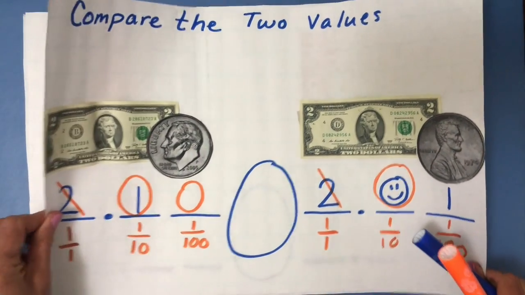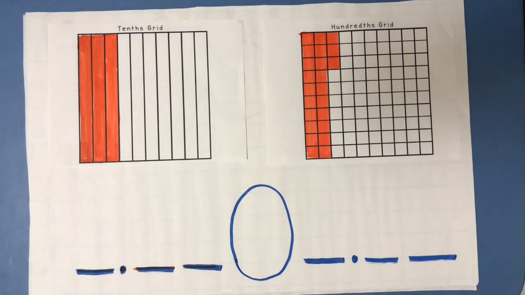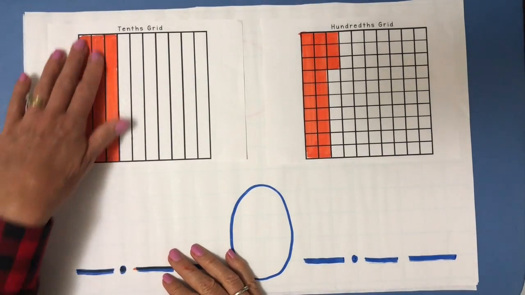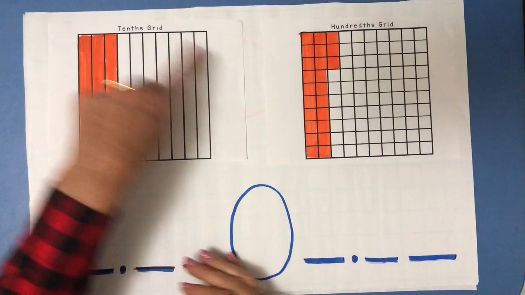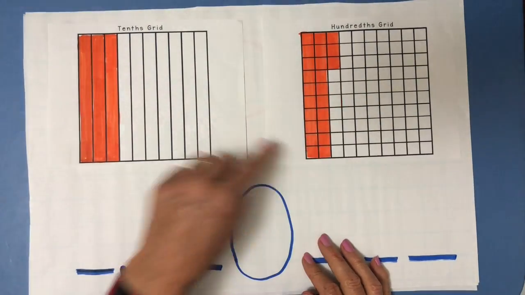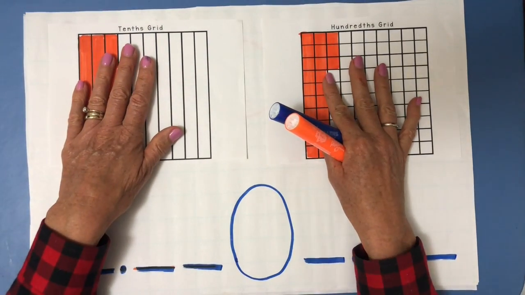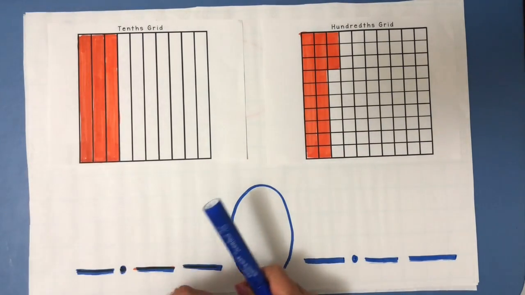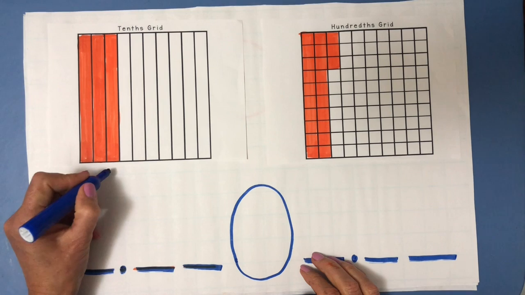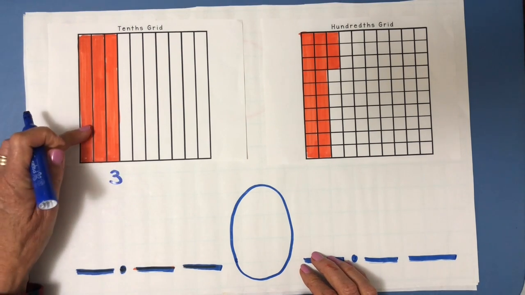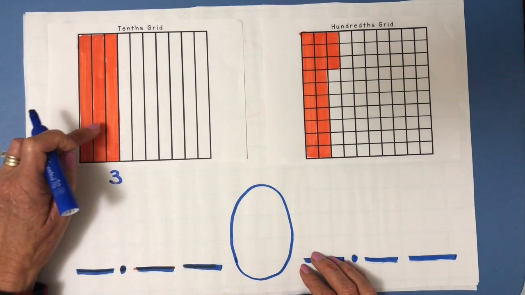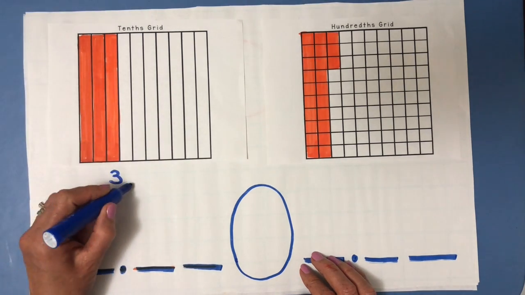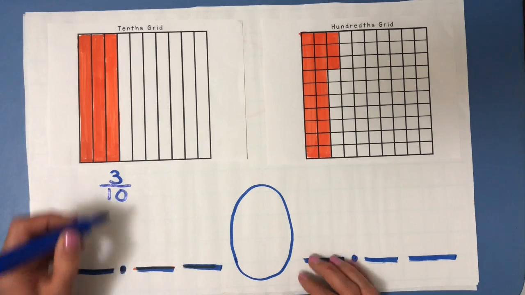So let's do the second slide. Now, this is a drawing. This is the same size whole, right? But they don't have the same amount of pieces inside. So this one looks like it's 3 pieces out of 1, 2, 3, 4, 5, 6, 7, 8, 9, 10. Oh, that's 3 out of 10 pieces.